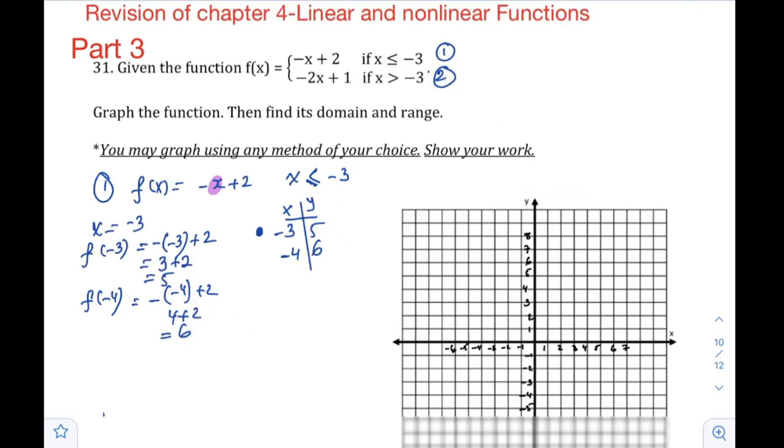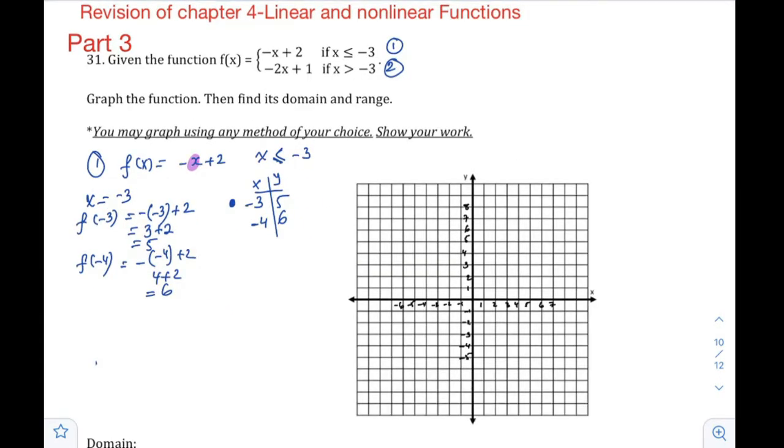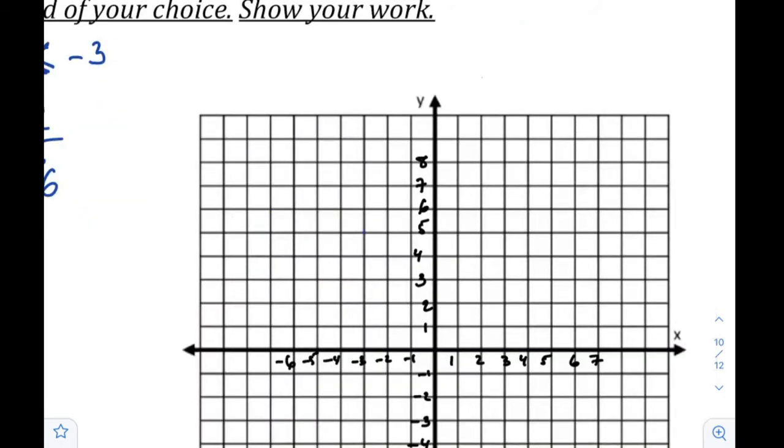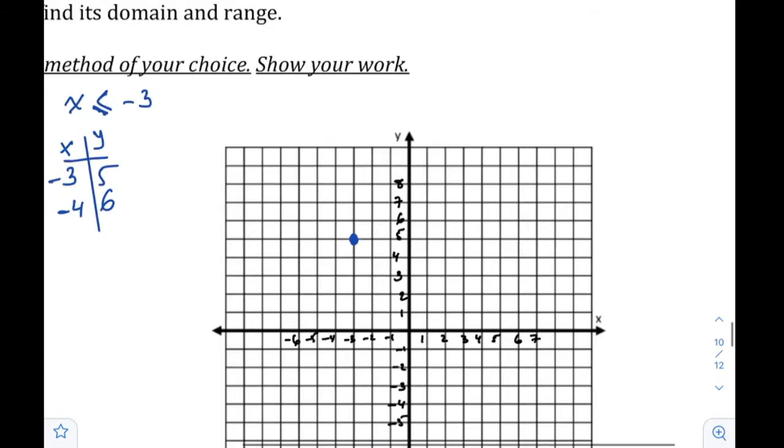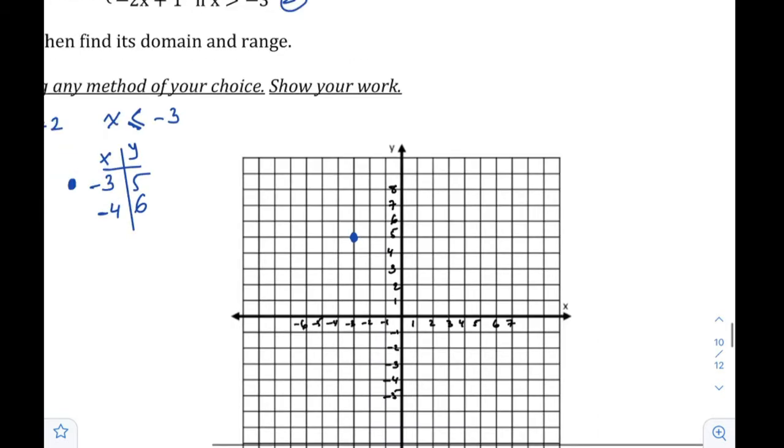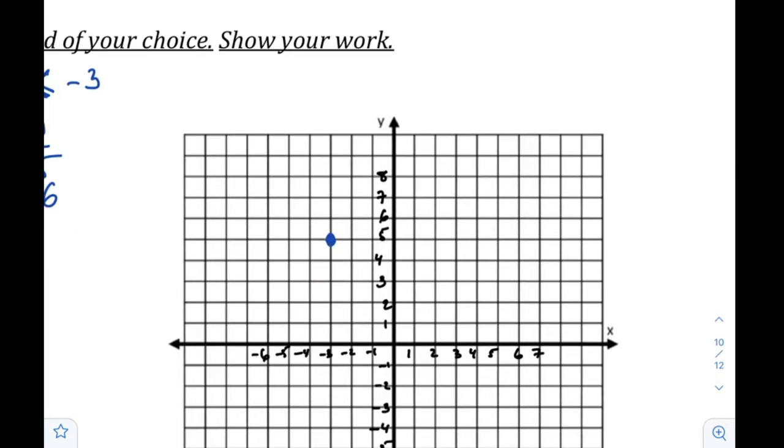I plot the points. Minus 3 and 5. Minus 3 is paired with 5, so it's over here, and I should show that the starting point is a closed circle. Second point, minus 4 and 6. I go to minus 4 up to 6, so this is my second point, and it is on the way of the line, and I will draw it in one direction only. This is my first piece.